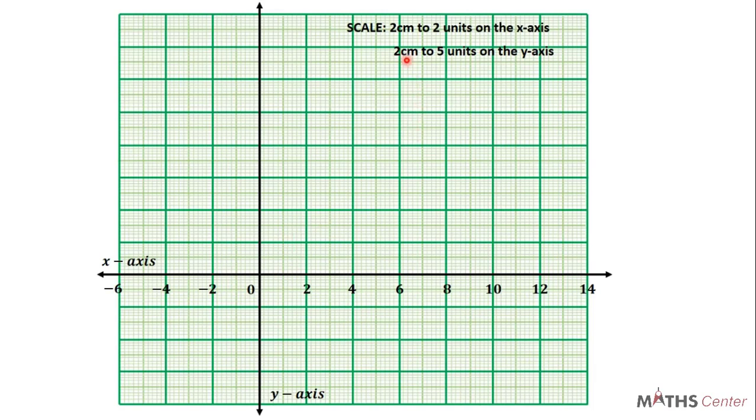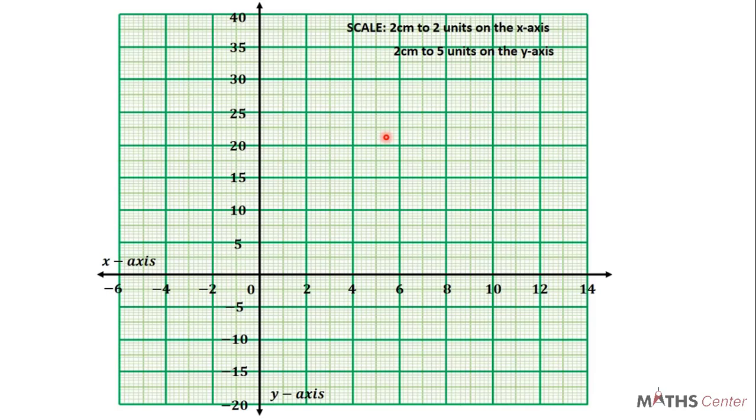On the y-axis, the scale is 2 centimeters to 5 units. From our origin, this is the next major grid line. The scale is 2 centimeters to 5 units. So from 0, the next number will be 5. The next one will be 10. The next one will be 15. The next one will be 20. So you see that you keep on increasing it by 5 because the scale is 2 centimeters to 5 units. The next one will be 25. The next one will be 30. You have 35 and 40. And for the negative side, you have -5, -10, -15, and -20.